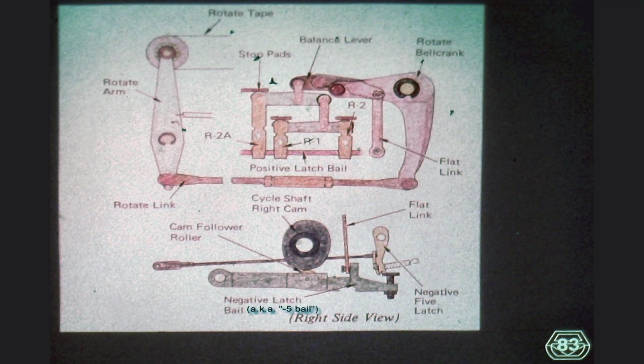Reviewing it, then, the motion of the positive rotate bail is cut down to 2/5 of its original magnitude when only the archway selector latch is pulled down, and it is cut down to 3/5 when only the R1 and R2 selector latches are used. These 3/5 can be cut down further by the green lever, which connects the R1 and R2 selector latches.